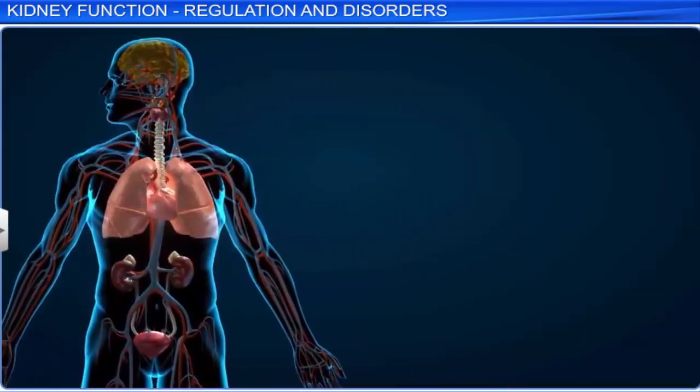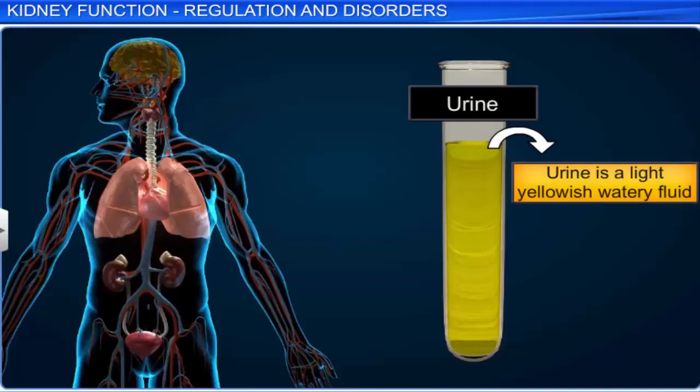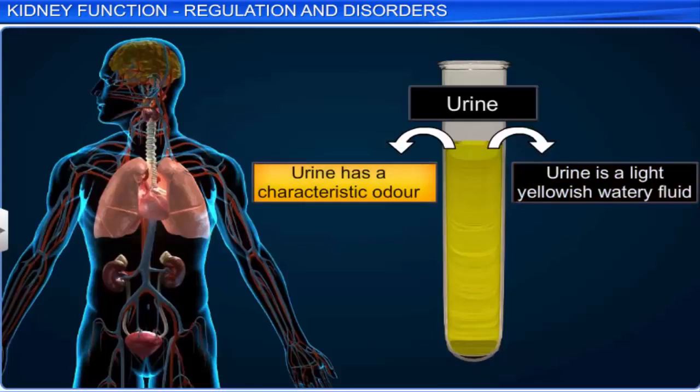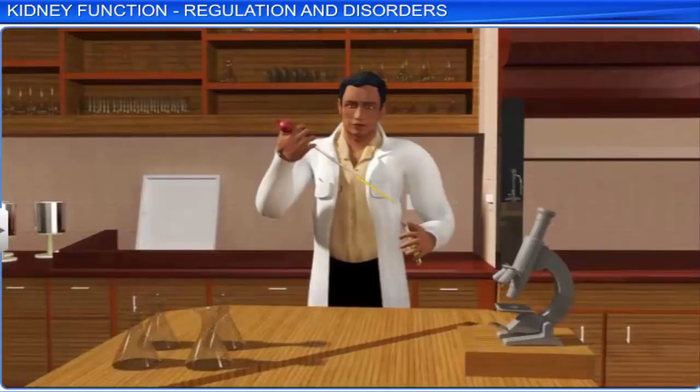On average, an adult human releases about 1 to 1.5 liters of urine every day. The urine released is a watery fluid that is light yellowish in color. Moreover, it has a characteristic odor and is slightly acidic, with a pH value of 6. The characteristics of urine can change according to different body conditions. In fact, a urine test helps to diagnose many metabolic disorders in the body and any malfunction in the kidneys.